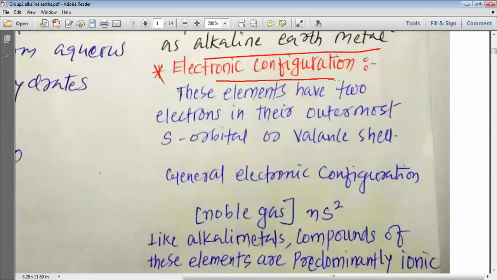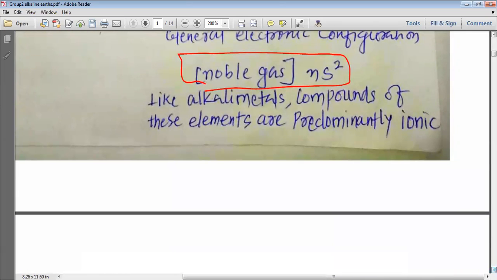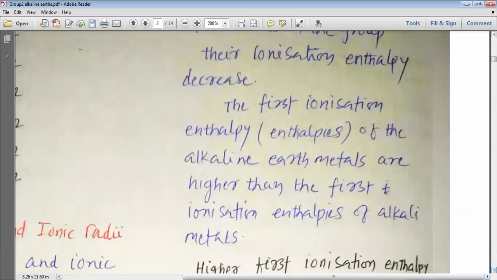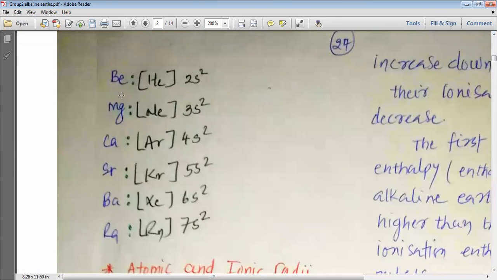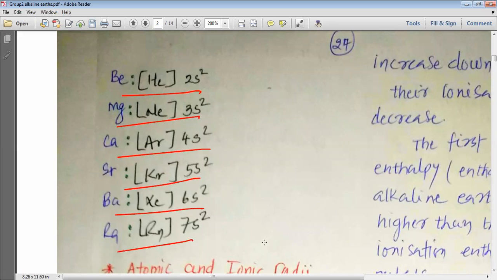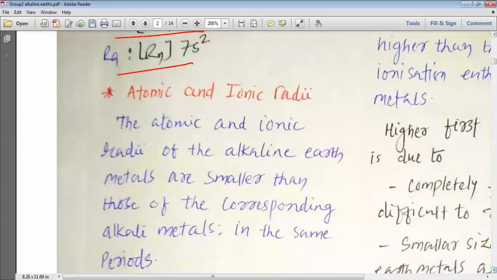Let us study the electronic configuration. The general electronic configuration of these elements is noble gas ns2, and that is why they form the second group. You can see beryllium is helium 2s2, magnesium neon 3s2, calcium argon 4s2, strontium krypton 5s2, barium xenon 6s2, and radium radon 7s2. So the general electronic configuration is noble gas ns2.